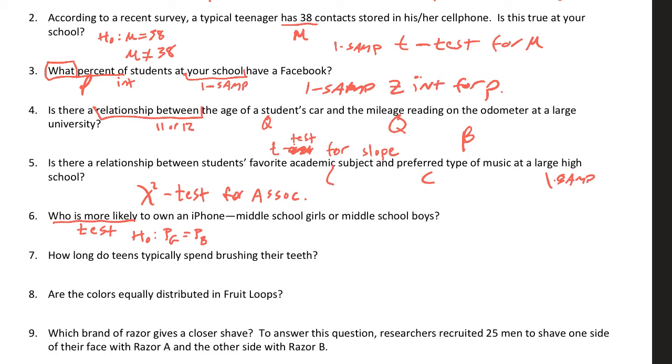Who's more likely? So we'd assume they're the same and see if there's significant evidence that more girls have an iPhone or something to that effect. So this is a 2-samp, because we have boys and girls separately. 2-samp z-test for the proportion of girls that have an iPhone minus the proportion of boys that have an iPhone. The G and the B don't matter. The order doesn't matter.